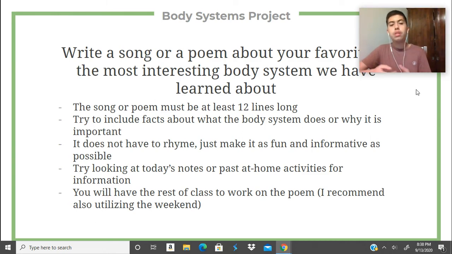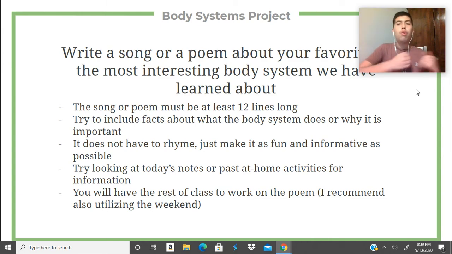So, as I said, try to include all the facts about what the body system does or why it's important. And it doesn't have to rhyme. It doesn't have to be super rhythmic or rhyme heavy. Just make it as fun and as informative as possible. This is a fun project. You want to make a song or a poem, make it fun, make it informative, and just make sure you understand what body system you're talking about and the key functions.